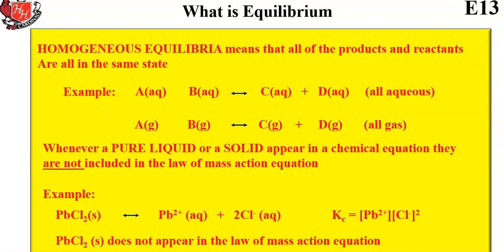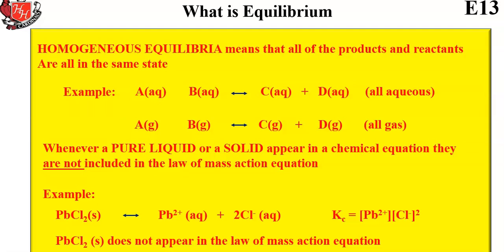All right, homogeneous equilibrium means that all of the products and reactants are in the same state. So in those two examples, you can see that everything in the first reaction, A plus B goes to C plus D, is all aqueous. The second reaction, A plus B goes to C plus D, is all gas. Those are called homogeneous equilibria. And they do at times have special properties versus when they're heterogeneous and aren't all the same state. We won't talk about that now. Just know the definition for right now.